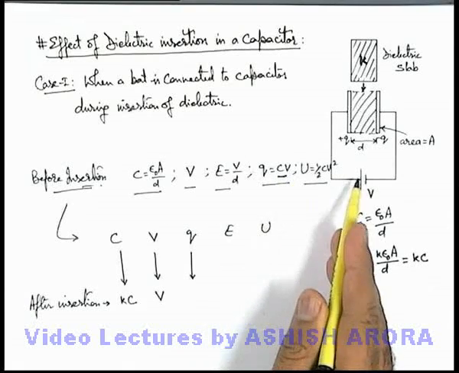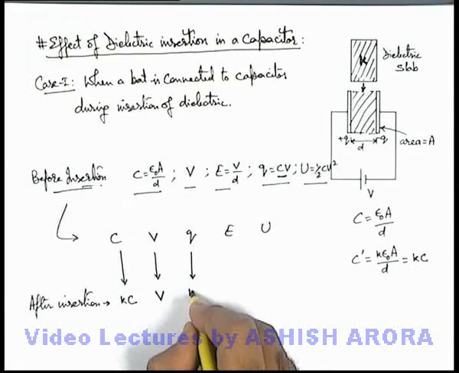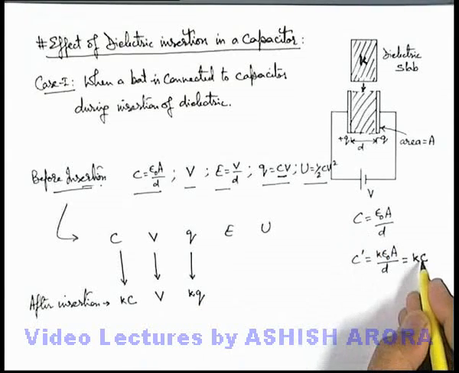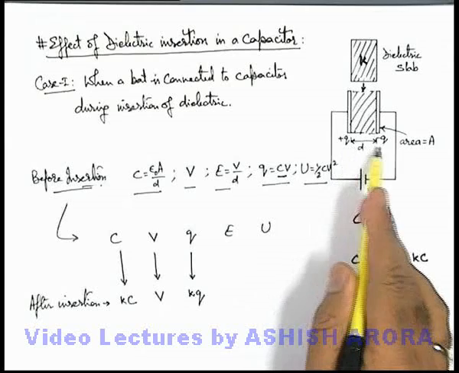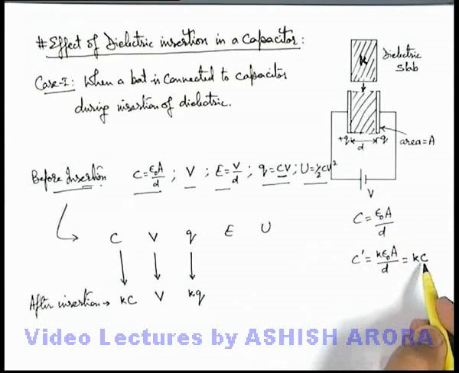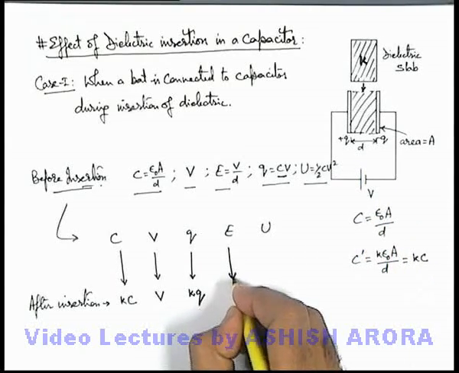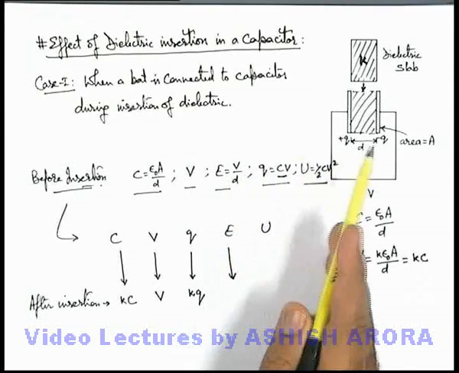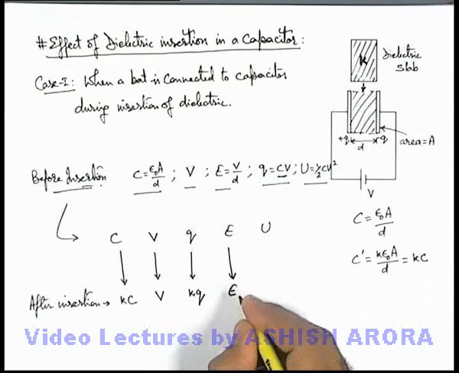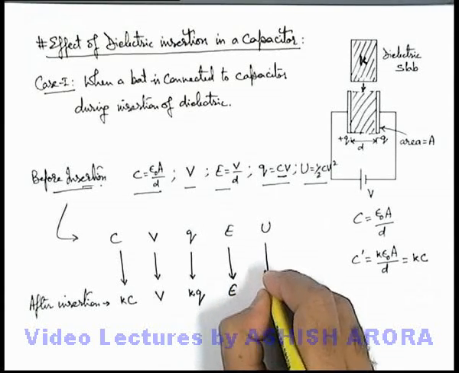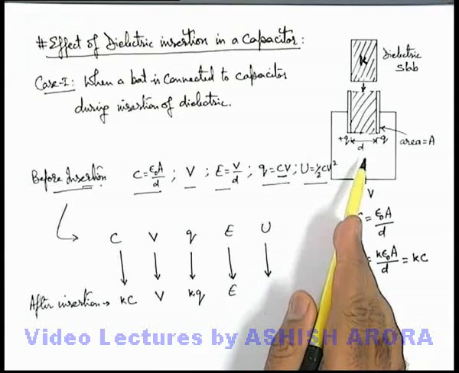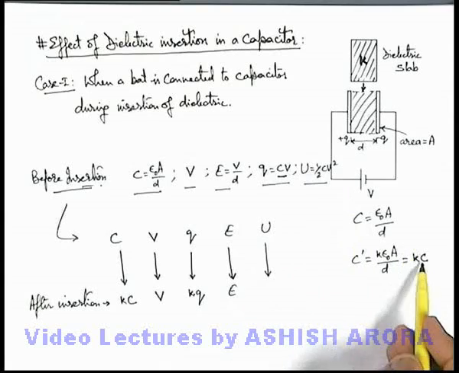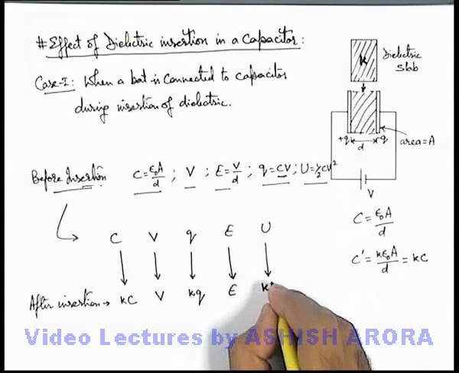So V here remains same, but C changes to KC. So final charge will become KQ, because it will change from C to KC. So the charge on capacitor will change from CV to KCV. If we talk about electric field, we can see the electric field between the plates is V by D. V remains same, D remains same, so there won't be any change in electric field. If we talk about the energy stored between the plates of capacitor, it is half CV square. Here V remains same, but C changes to KC, so U also changes to KU.